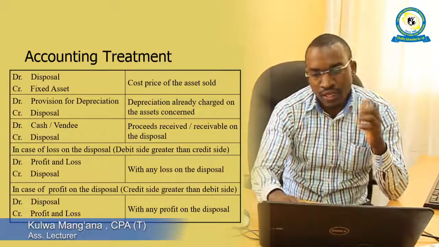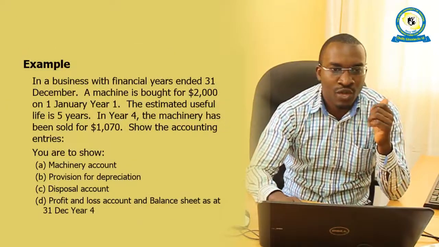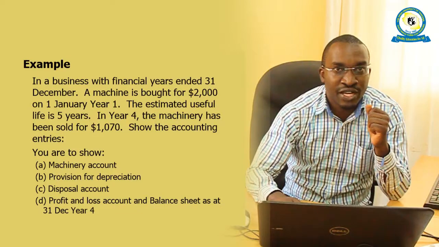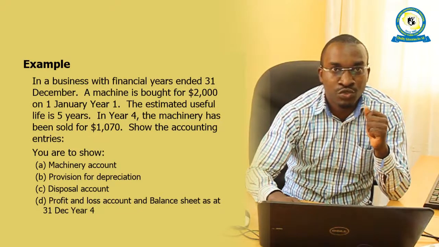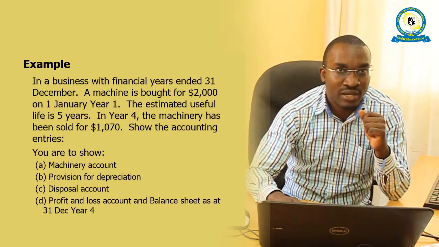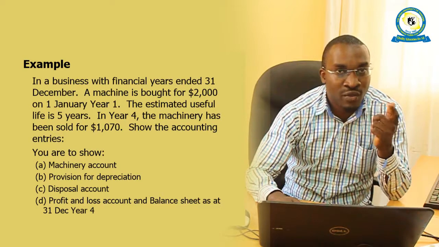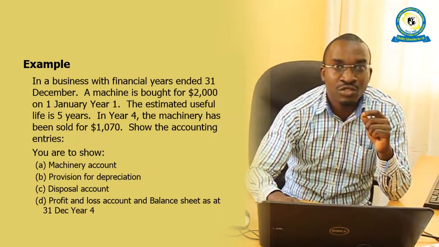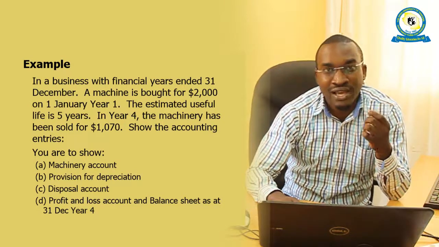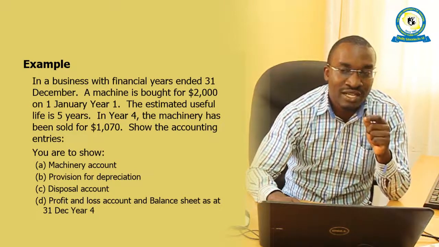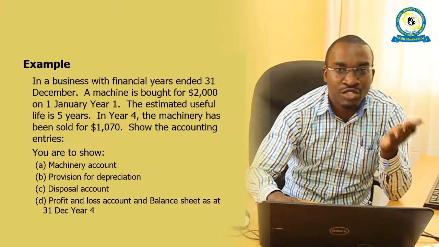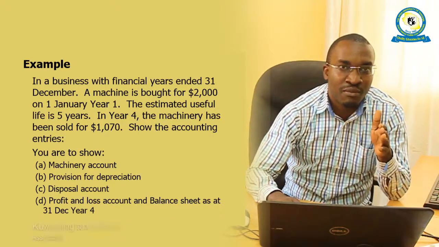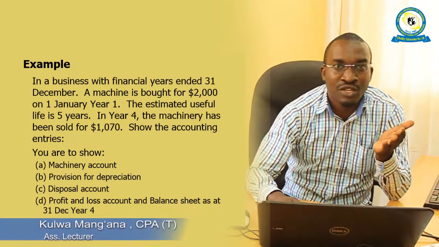Okay. Now let us see another example whereby you will see the treatment of the disposal account. Now in a business with a financial year ended 31st December, a machine was bought for 2,000, the same example. And then on 1st January of year one, this was the time when this machine was bought. And the estimated useful life is 5 years. And in year 4, the machine has been sold for this amount, which is, let us assume, 1,070.